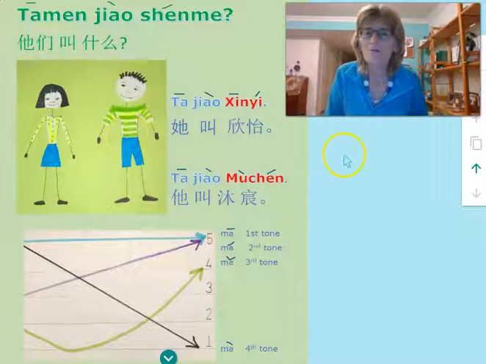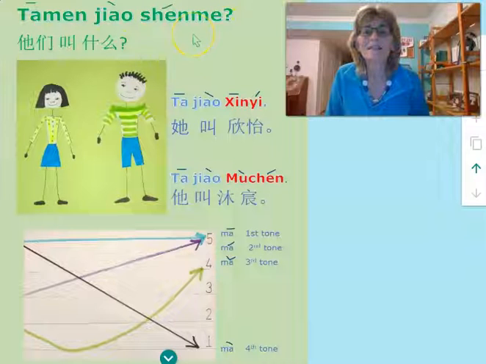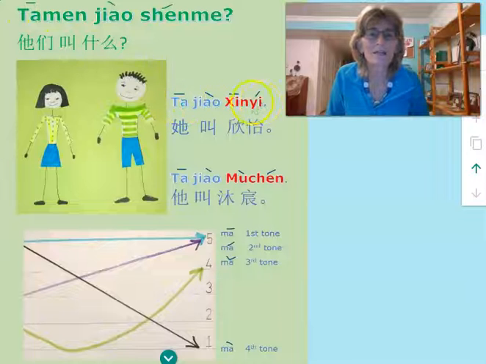Now, I wonder whether you've noticed in the pinyin writing, the writing that looks a bit like English, right at the top, you've got some funny little lines. Let's have a look. Maybe it's a bit clearer here.